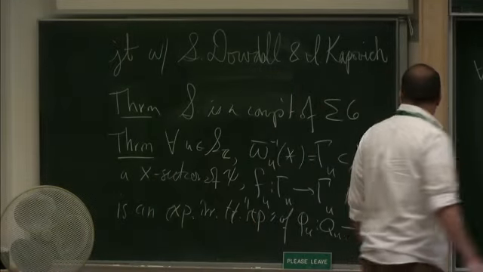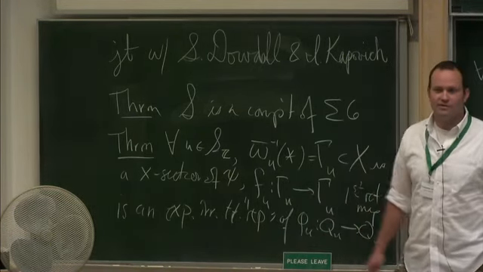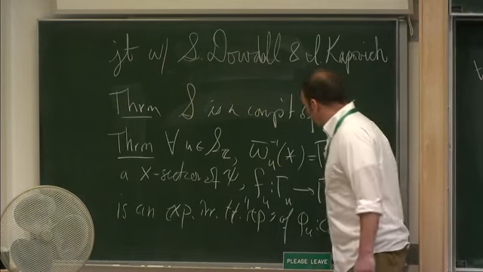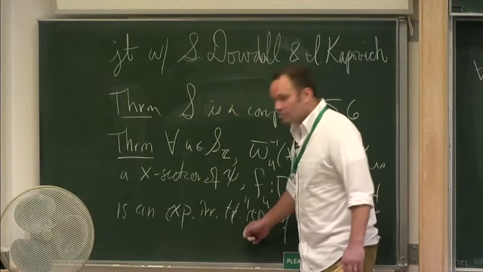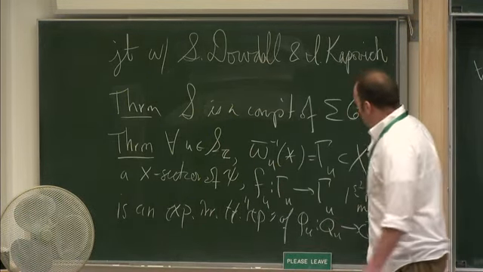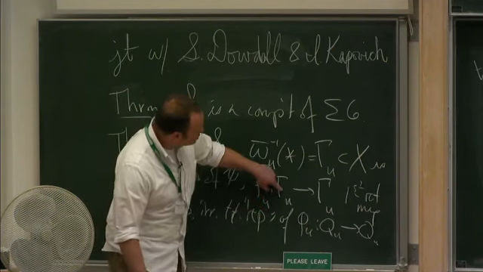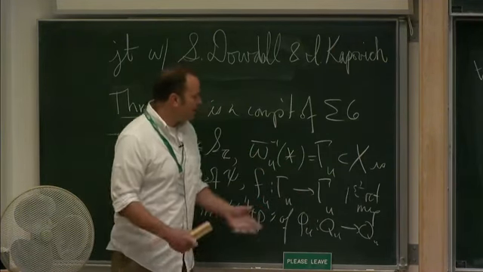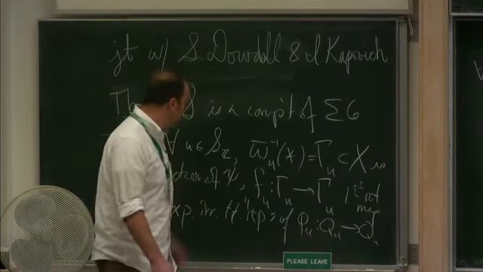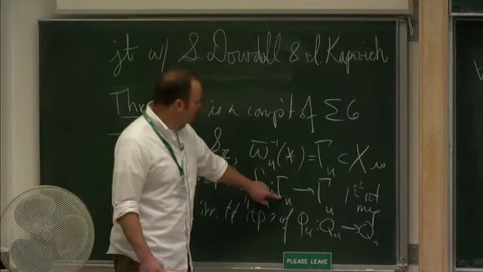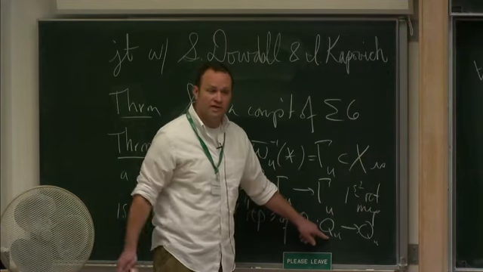So I need to put this in quotes because it's not true. I've learned that if you put things in quotes, you can say things that are false. So what do I mean by representative? Well, the problem here, why this isn't actually representative, is because the inclusion of gamma u into X may not be injective on pi 1. There's not much you can do about that.